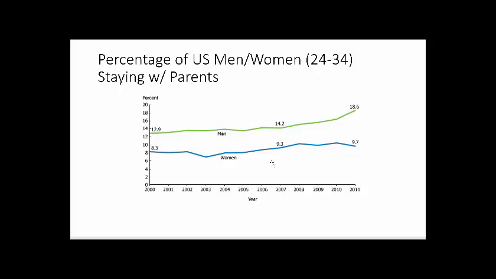The percentage of men and women staying with their parents shows a pretty good difference here. Consistently, women have been at 8 to 10%. Men, however, went from 13 to 18.6% right after the recession. Not sure why this is the case.